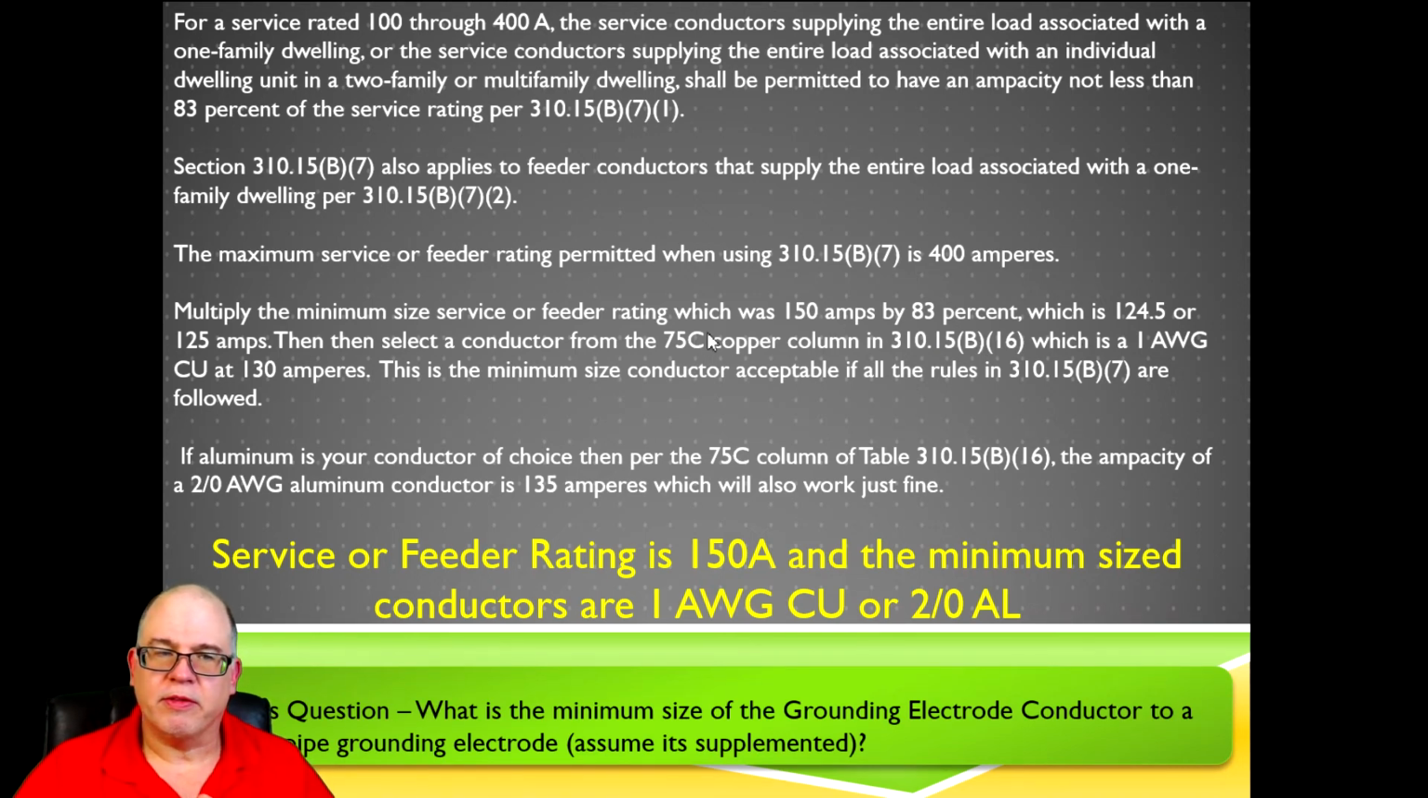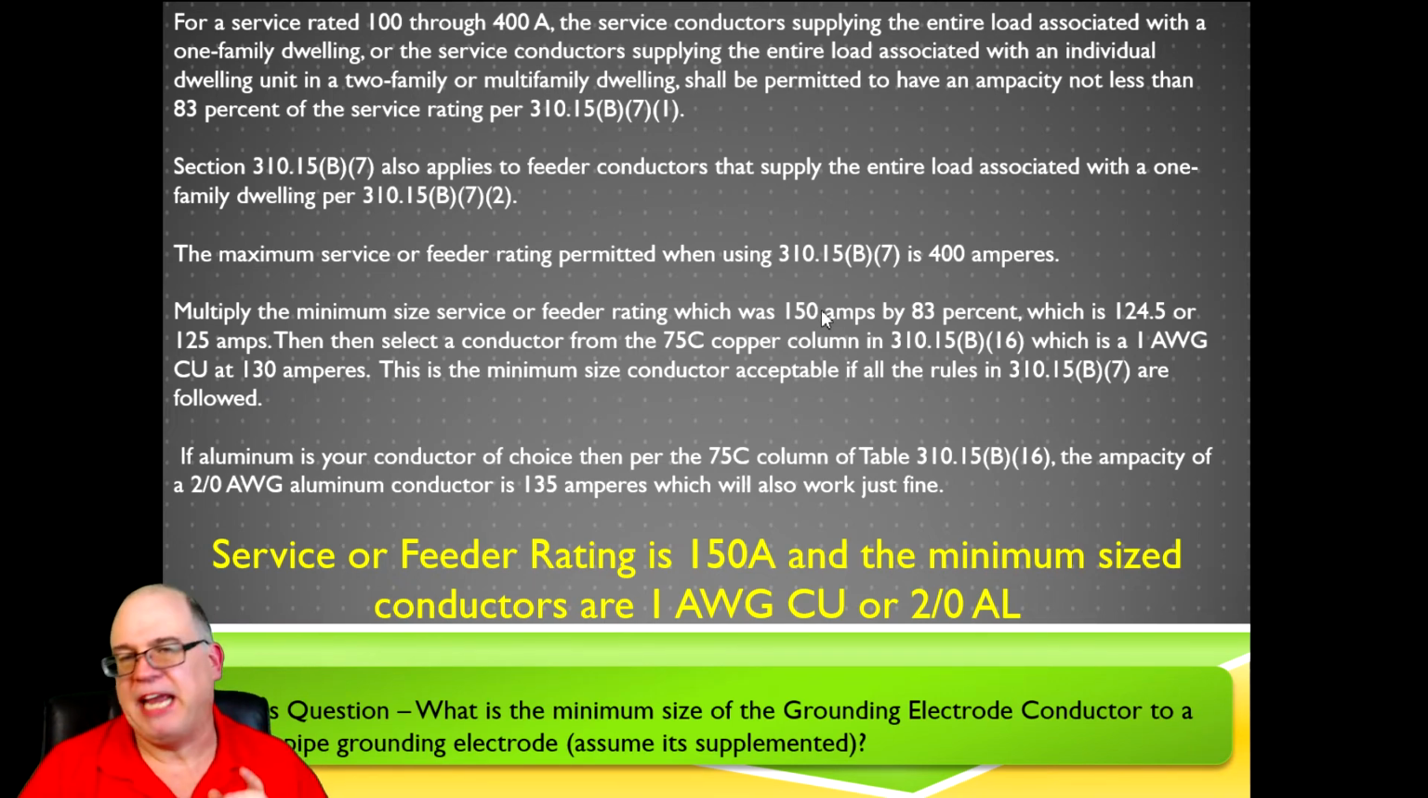So to do that, it's pretty simple. 150 multiplied by 83%, or 0.83, is going to give us 124.5. And because it's 0.5, remember what it said in 220.5(B) is we're going to round up. So it's 125 amperes. We did that. Okay? That's what we're dealing with. But we know that the service breaker or service rating is going to be 150. But yes, we can have a conductor that is going to be based on 125 amperes, and it has to be at least that size. That's 83% of the service rating.